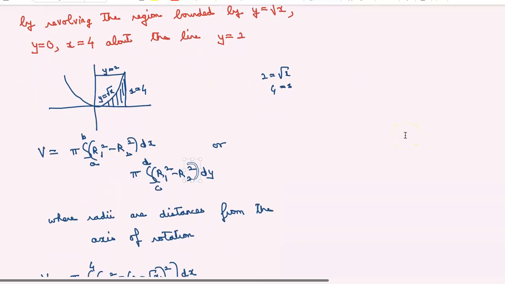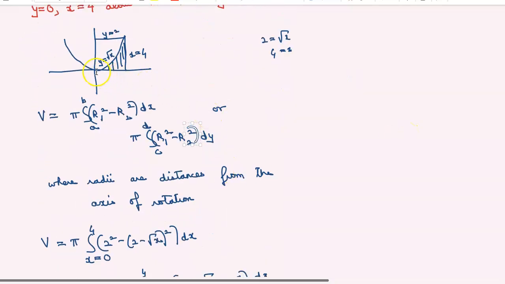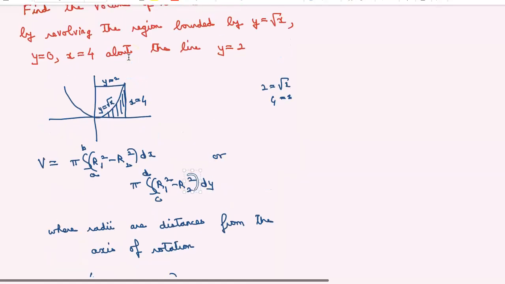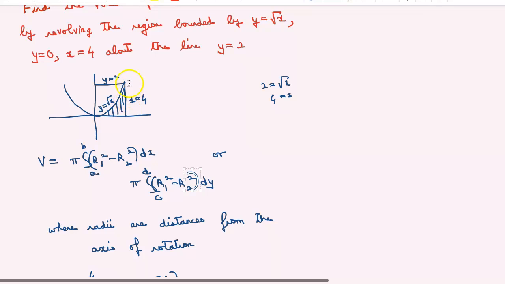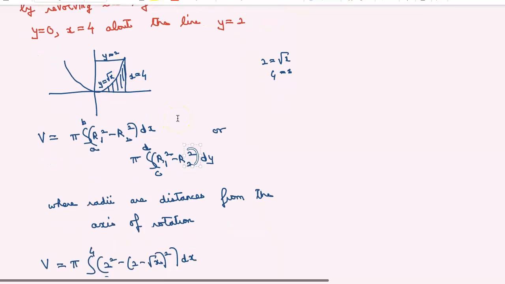So that will be pi times, if I integrate with respect to x, x equal to 0 to 4, and the top curve, when I rotate it around the line y equal to 2, the top radius is 4. So it will be 4 squared and the inner radius will be this, that is 2 minus root x, the whole square. This distance is 4, this distance is 2 and this is 2 minus root x. So minus (2 minus root x) the whole square dx.